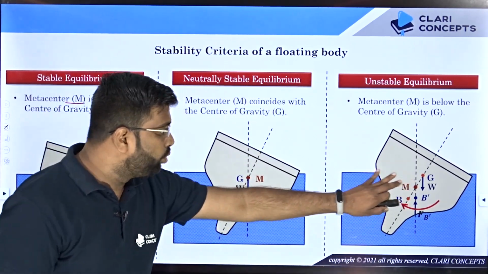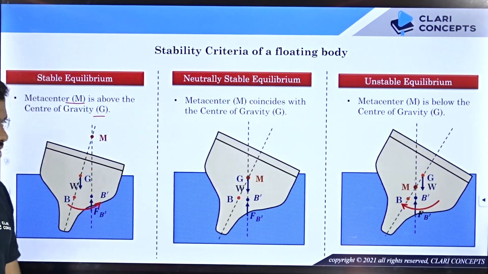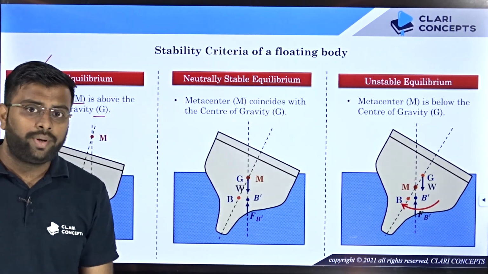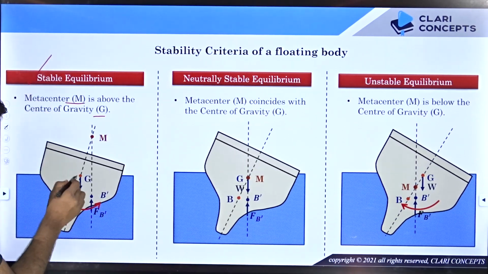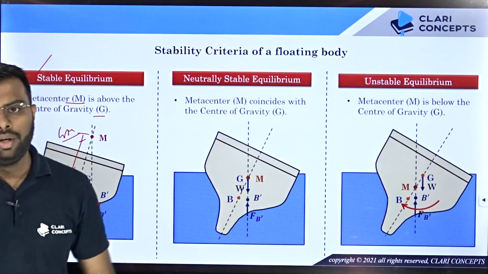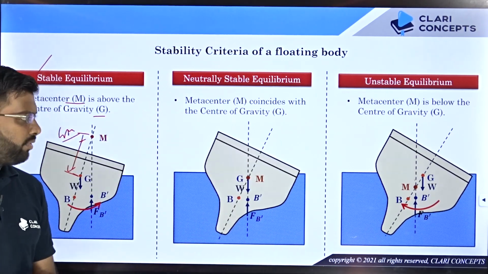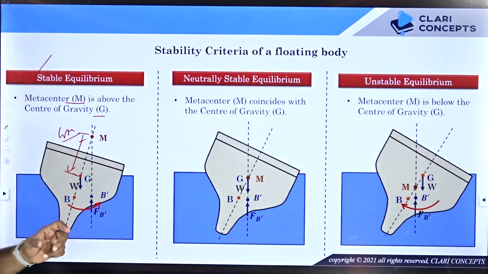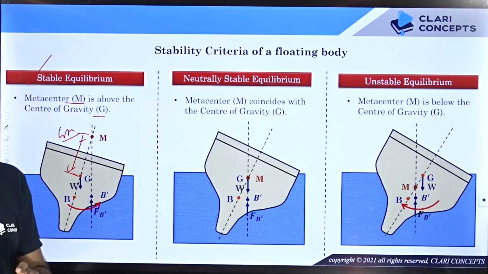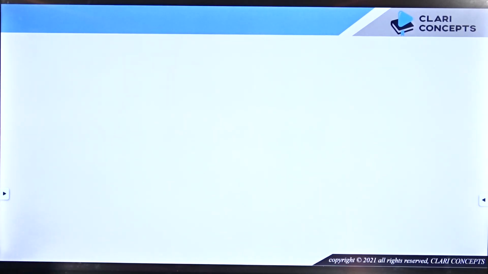These last two are very dangerous states. So when you are designing a floating body, you must make sure the body is in stable equilibrium, and the metacentric height, which is the distance between G and M, has to be as great as possible. The greater the metacentric height, the greater the stability of the body. So let us understand today how to calculate the metacentric height from any sectional view of a floating body.